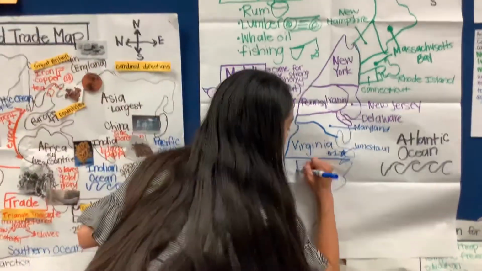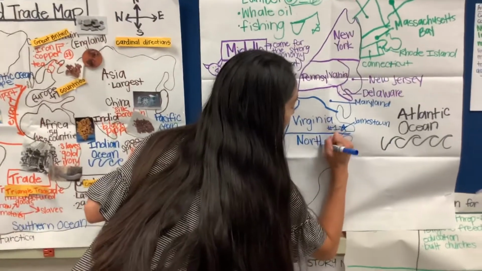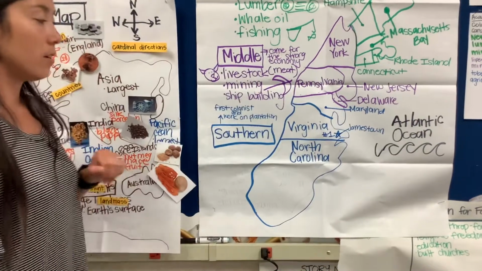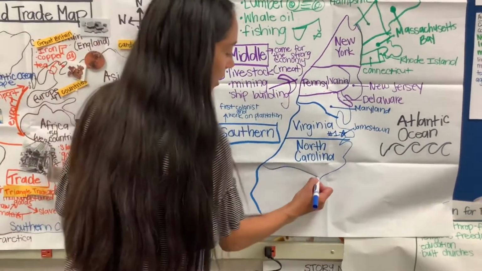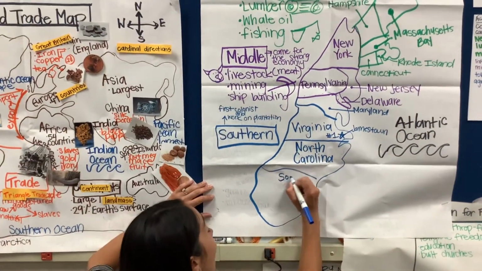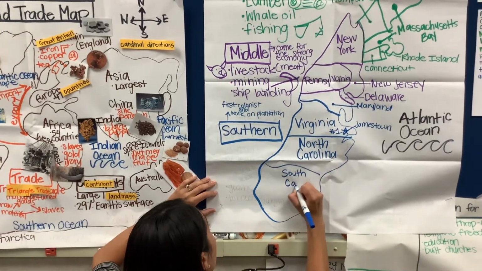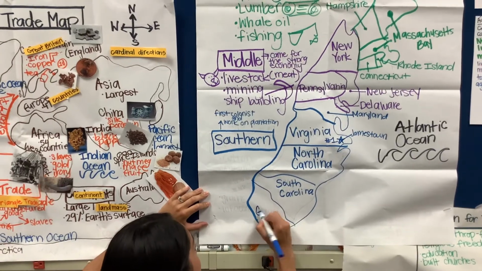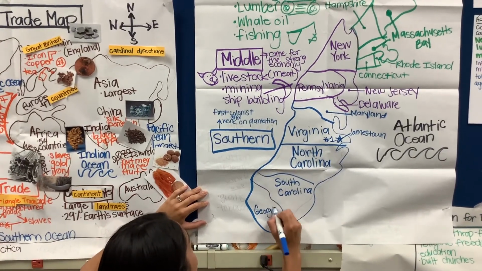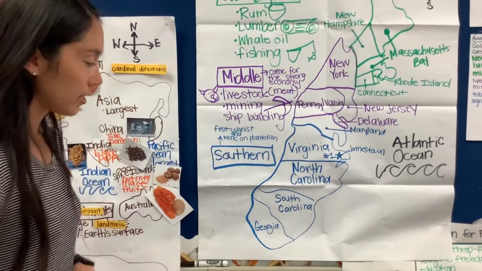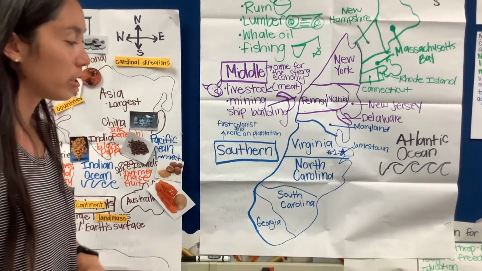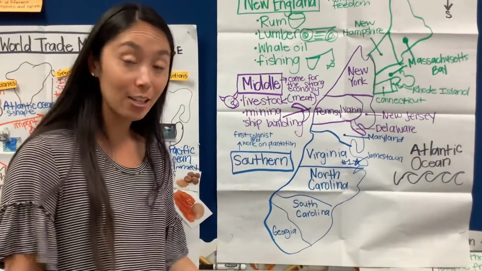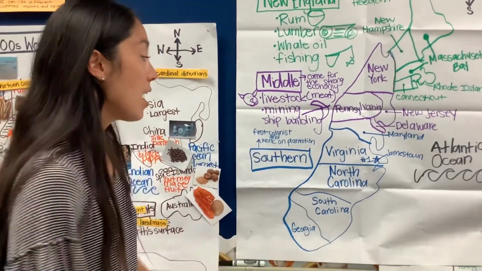Our next colony is North Carolina. Say North Carolina. In addition, if you move south, you have South Carolina. Read that with me. South Carolina. And our final colony is Georgia. Say Georgia. So these southern colonies were known for their big plantations where the slaves came and worked.